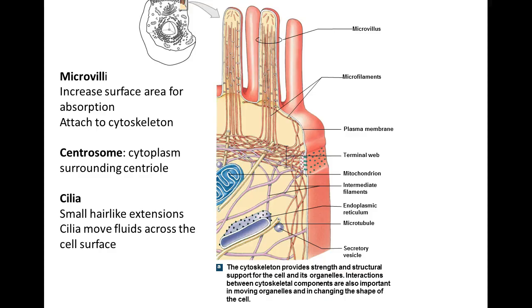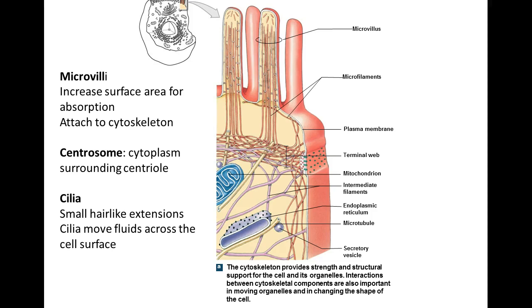Here you have a nice picture. Again, this picture comes from your book. You see the microfilaments. They're just inside the plasma membrane. And you also see the intermediate filaments, the microtubules with a vesicle associated with that. A couple of other things that we're looking at here, microvilli. Microvilli, this increases surface area. And then you have a centrosome, which is the area around a centriole, and this will be associated with mitosis.